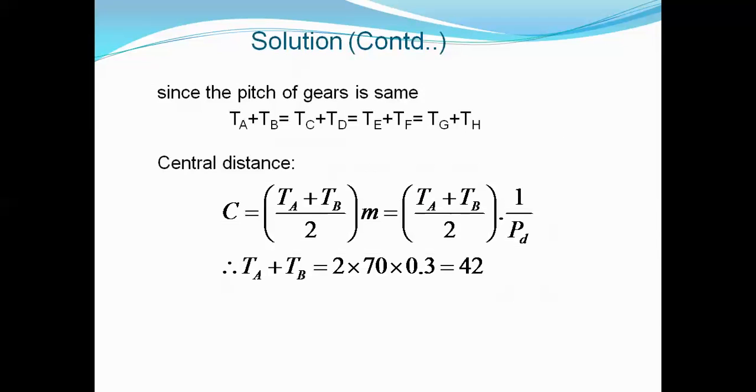సెంట్రల్ డిస్టెన్స్ we know, TA plus TB divided by 2 into module. Module is the reciprocal of diametral pitch కాబట్టి 1 by PD, module ప్లేస్ లో 1 by PD రాస్తున్నాం బికాస్ PD ఇచ్చింది కాబట్టి. సో TA plus TB divided by 2, PD అంటే 0.3, 1 by 0.3 is equal to 70 central distance. సో ఇక్కడ ఉన్న 2 and 0.3 అవతలకి వెళ్తే మనకు 2 into 70 into 0.3 అవుతుంది. సో దాన్ని క్యాల్కులేట్ చేస్తే TA plus TB is equal to 42 అని వచ్చింది.